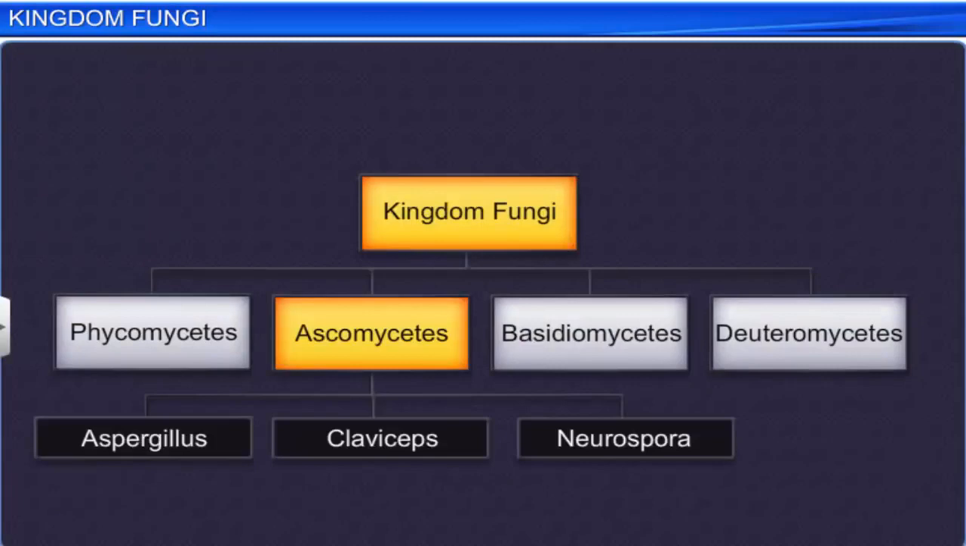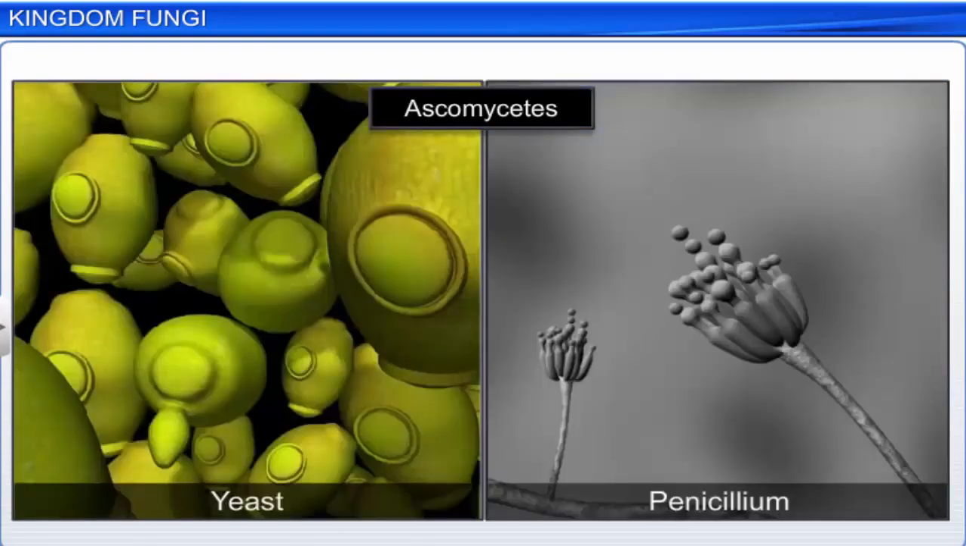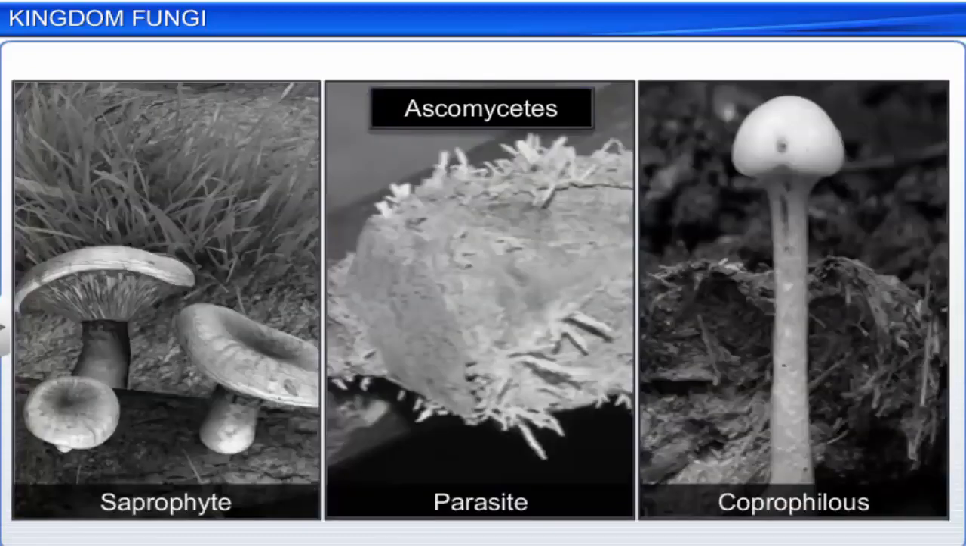Members of the ascomycetes class are commonly known as sac fungi. For example, Aspergillus, Claviceps, and Neurospora. They can be unicellular like yeast or multicellular like penicillium. They are saprophytic, decomposers, parasitic, or coprophilous. That is, they grow on dung.